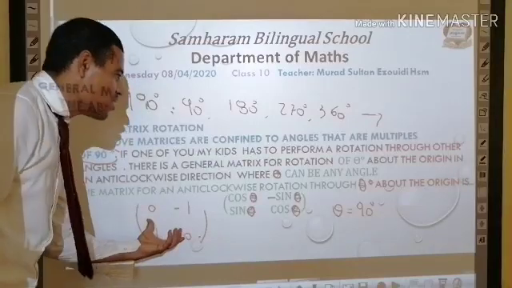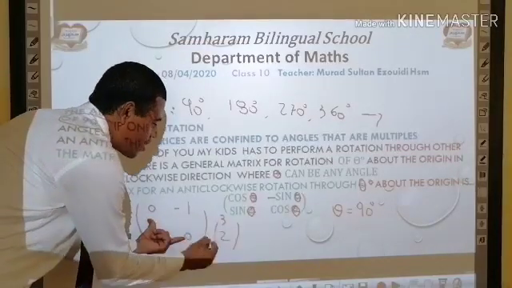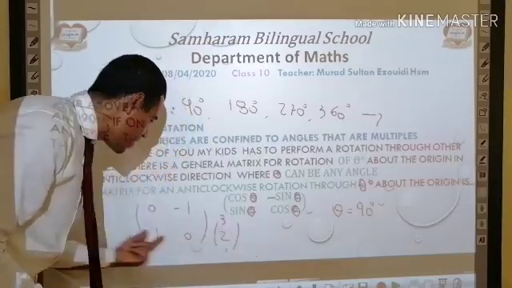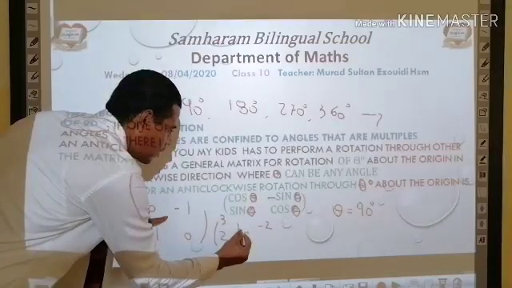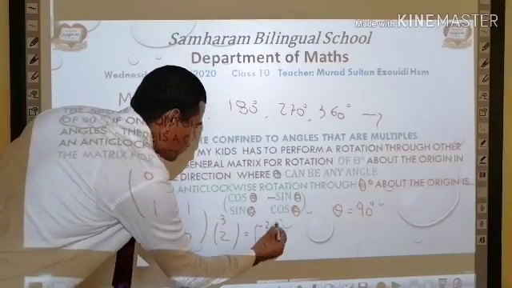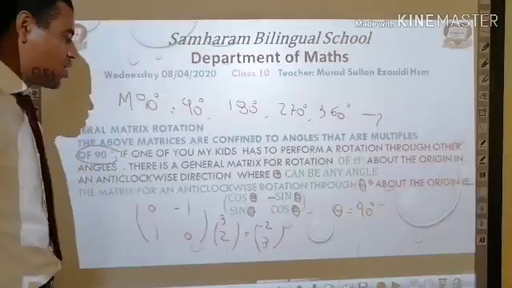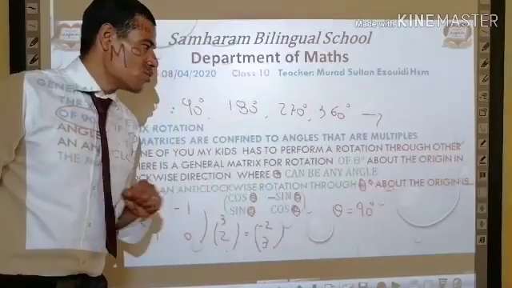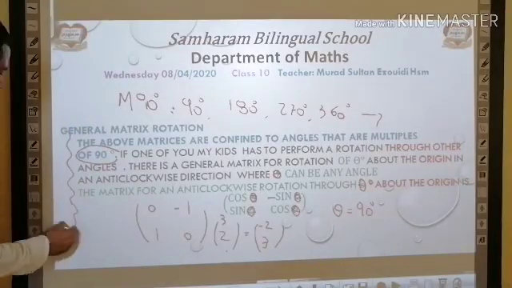This is the matrix. For example, the point is 3, 2. This is the point A. This is the matrix that transforms this to the image. Just multiply this by that, it will be negative 2. And this by that, it will be 3. So, the image of point A of coordinates 3, 2 is negative 2, 3, under the rotation about the origin anti-clockwise through 90 degrees. This is very important.